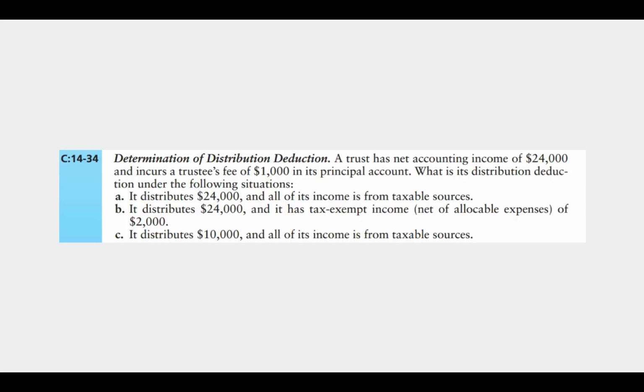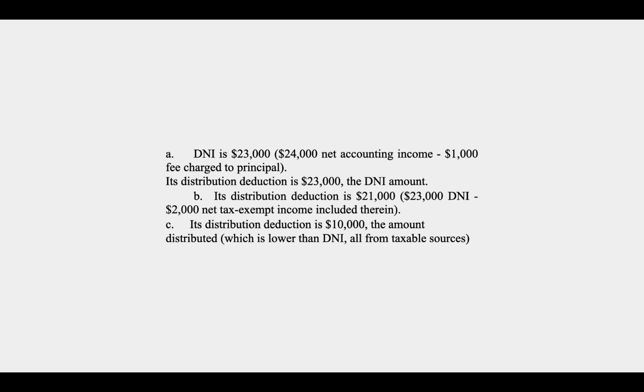B, it distributes $24,000 and it has tax-exempt income of $2,000. Okay, so now we start with our $23,000 distributable net income, and we subtract the tax-exempt income to arrive at the distribution deduction of $21,000. And again, this makes sense: if the tax-exempt income is not taxable, we don't also get a deduction for it.